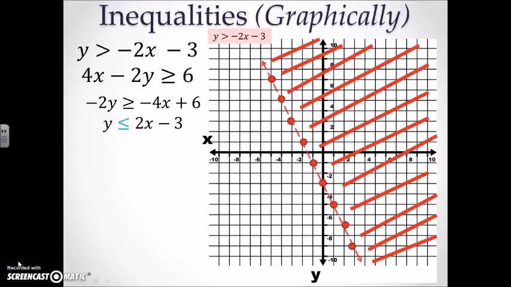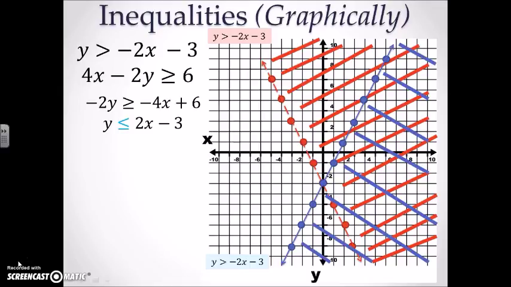Now let's look at our second inequality, y is less than or equal to 2x minus 3. Again, you start at the y-intercept of negative 3, but in this case you have a positive 2 slope. So we're going to go up 2 units and to the right 1 unit. Here we will connect our line with a solid line since it's less than or equal to, and then we are going to shade down.